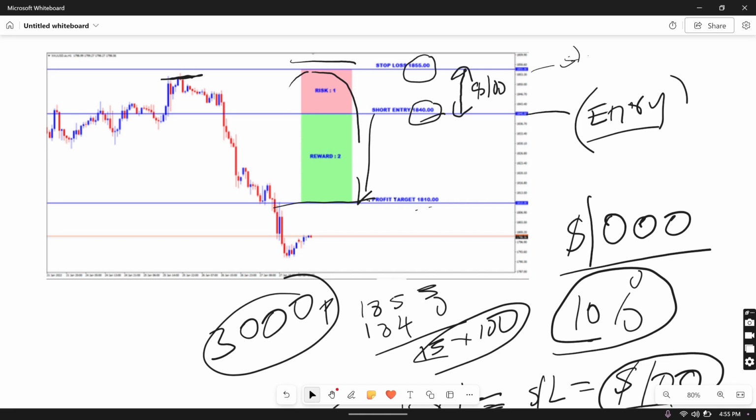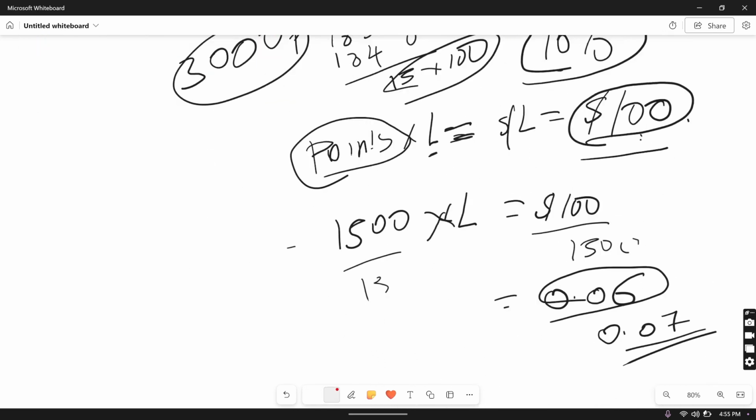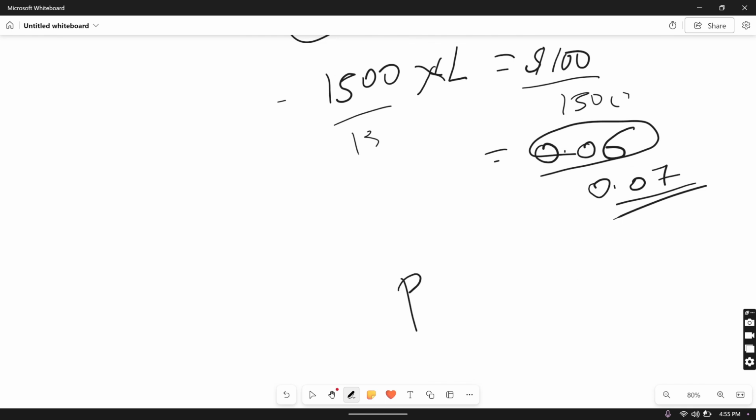3,000 points. And the most important part is it's very easy to know how much you can make. So if you are losing $100, it means now we'll be making how much? We'll be making $200. So the profit here will be $200.